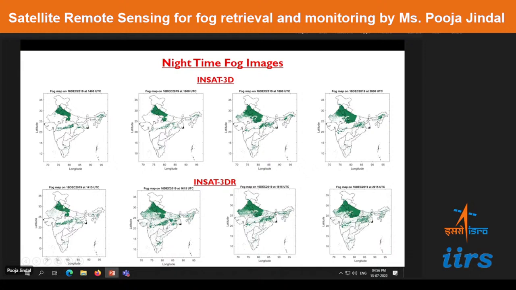And from INSAT-3D, you know that after every 15 minutes we may have data. So this is the 14:15 UTC, 16:15, 18:15 and 20:15 UTC. So after combining both the data sets, we may have the fog images after every 15 minutes, which is highly useful for fog forecasting.